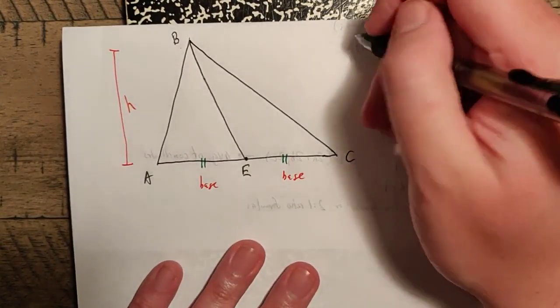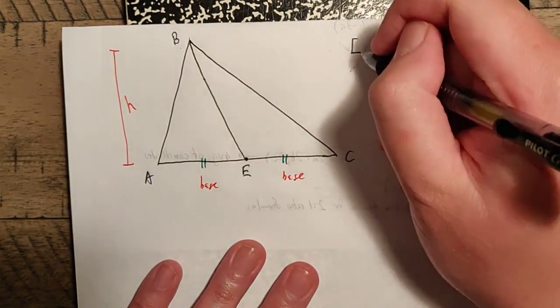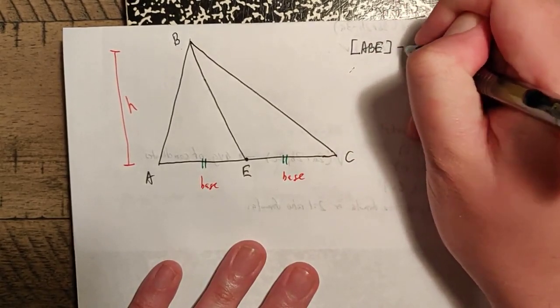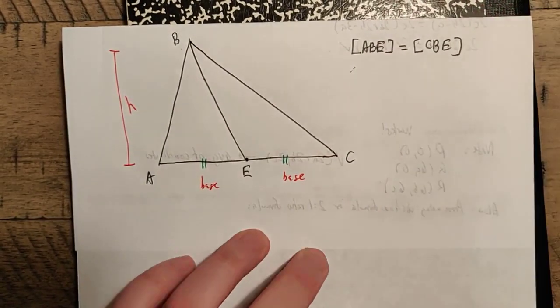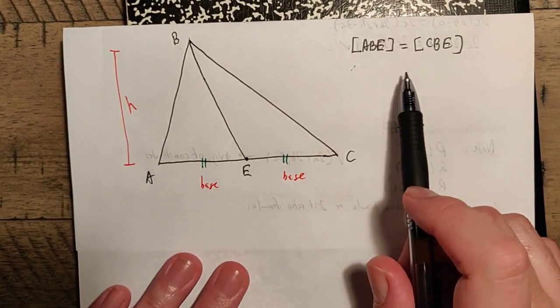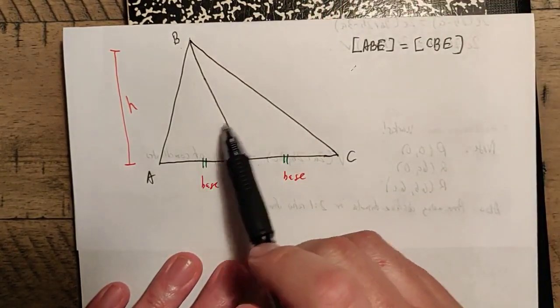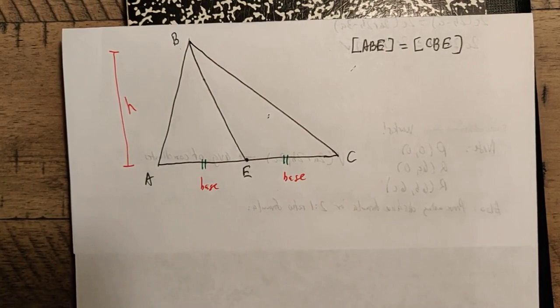So what we have, therefore, and again, remember, if you put square brackets around the name of an object, that's just the area of that object. So [ABE] should be equal to [CBE], right? So that is going to be an important thing. Note that whenever we draw any median in any triangle, it divides the triangle into two triangles of equal area. They may not be congruent, but of equal area.